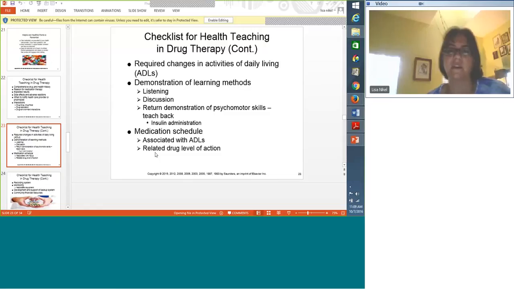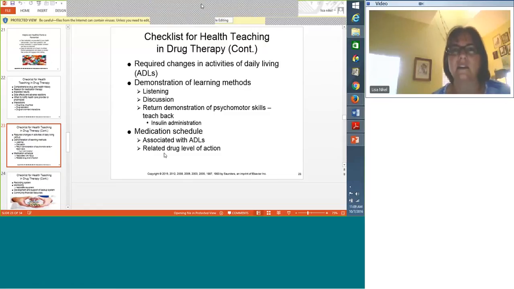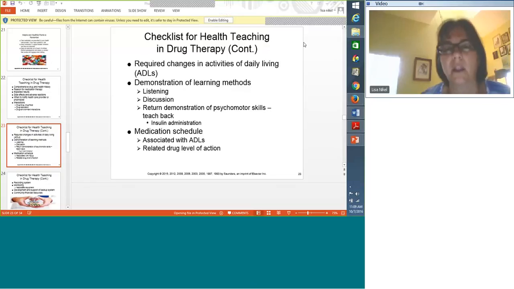So if something needs to be taken at a certain time, let's say it's a pain medication and they know that they have a physical therapy appointment coming, maybe they have to be mindful of taking that medication so that it's going to have its peak action during their physical therapy session. So medication schedules can be modified based on when you want results to occur.